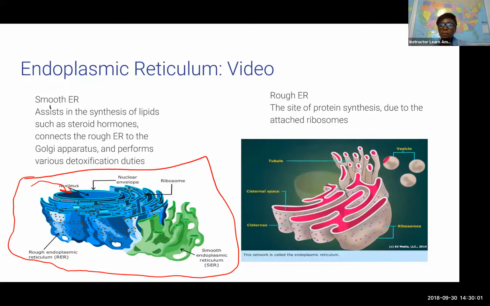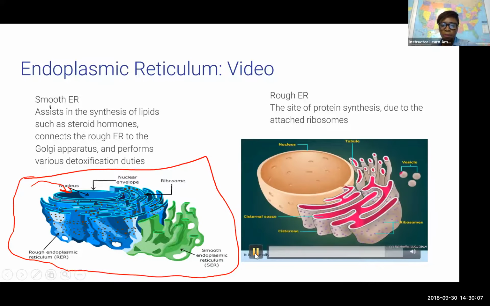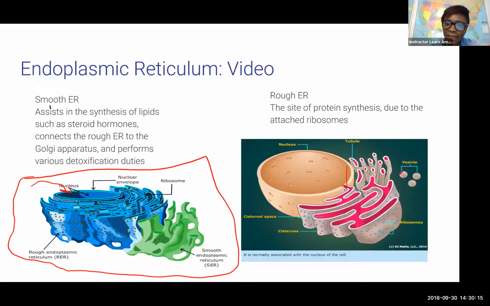This network is called the endoplasmic reticulum. It is normally associated with the nucleus. So I just want to step in right here to show you the endoplasmic reticulum. Notice that as it's attached to the nucleus, there are actual channels that move through the endoplasmic reticulum. So it's almost like a pathway.